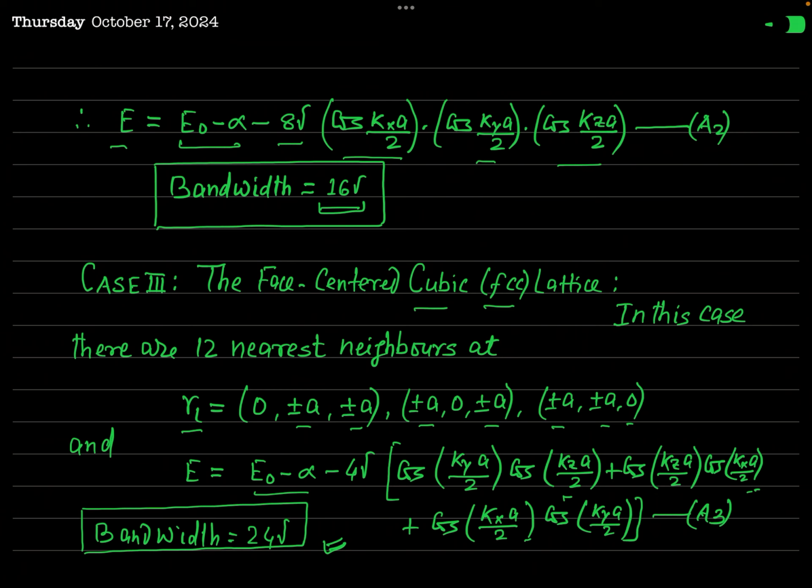So I think after these two lectures on the tight binding approximation, your concept regarding the tight binding method or approach for the formation of energy bands in solids is now very clear.